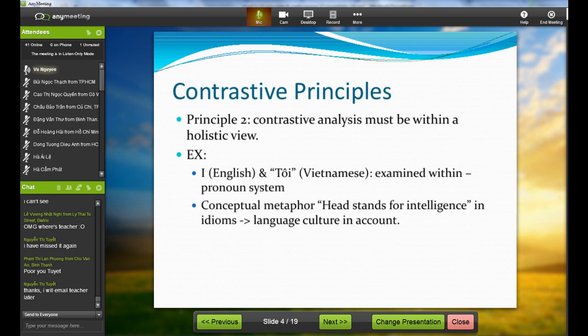In English, people very often conceptualize the head as something that stands for intelligence, but in Vietnamese, you see, the head usually stands for importance rather than for intelligence. And for intelligence, we use other body parts. For example, the stomach. Like sáng bụng, sáng dạ.